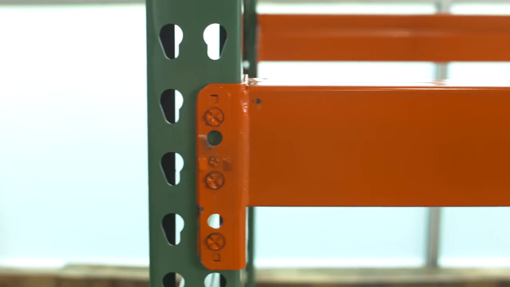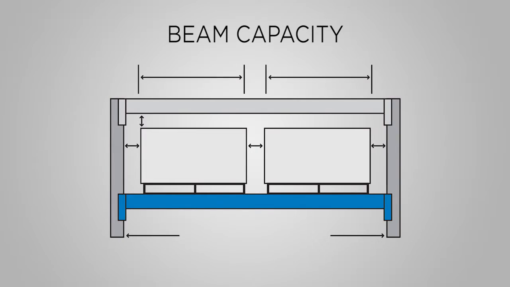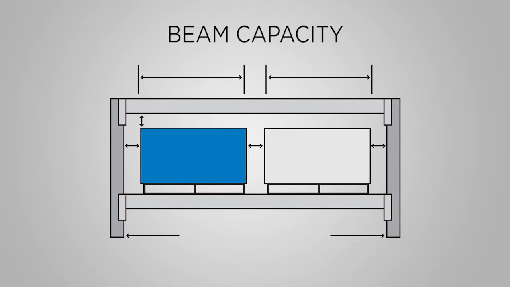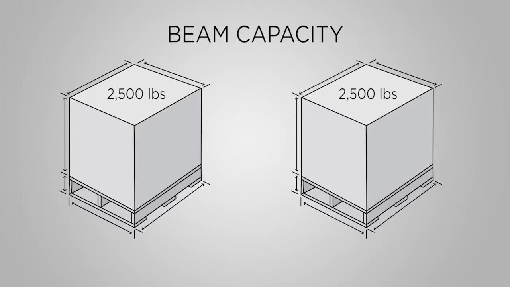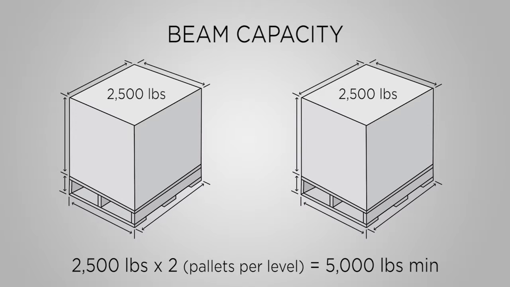Beam length or clear span is measured from connector to connector. The beam capacity is calculated by multiplying the weight of the pallet and load by the number of pallets per level. For example, 2 pallets with a weight of 2,500 pounds each per level would be 2,500 pounds times 2 pallets per level equals 5,000 pounds minimum beam capacity.